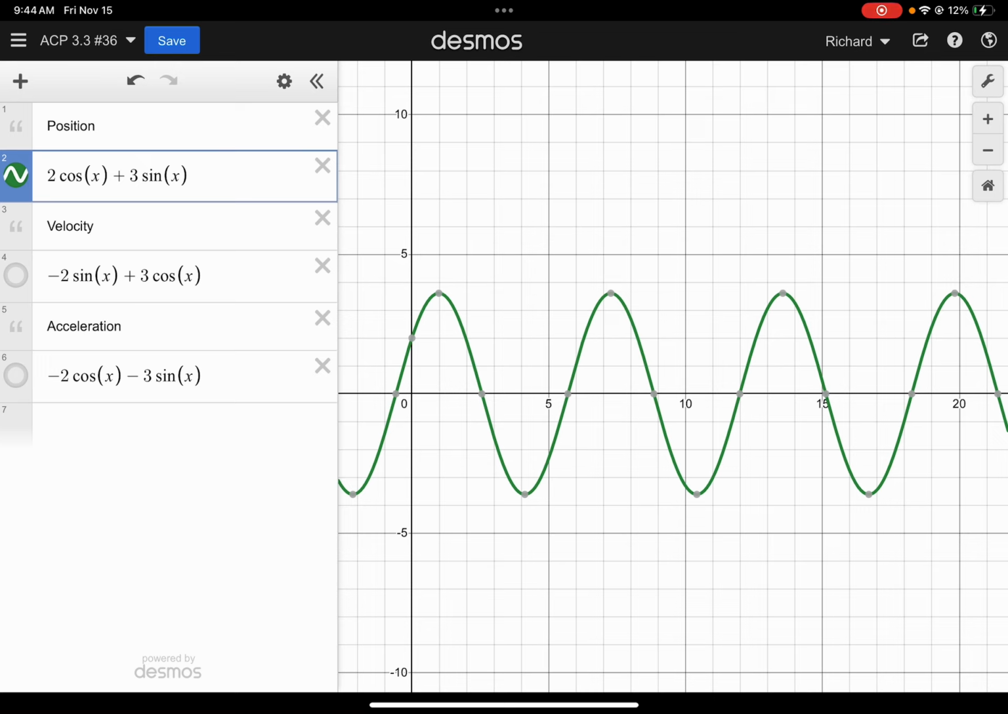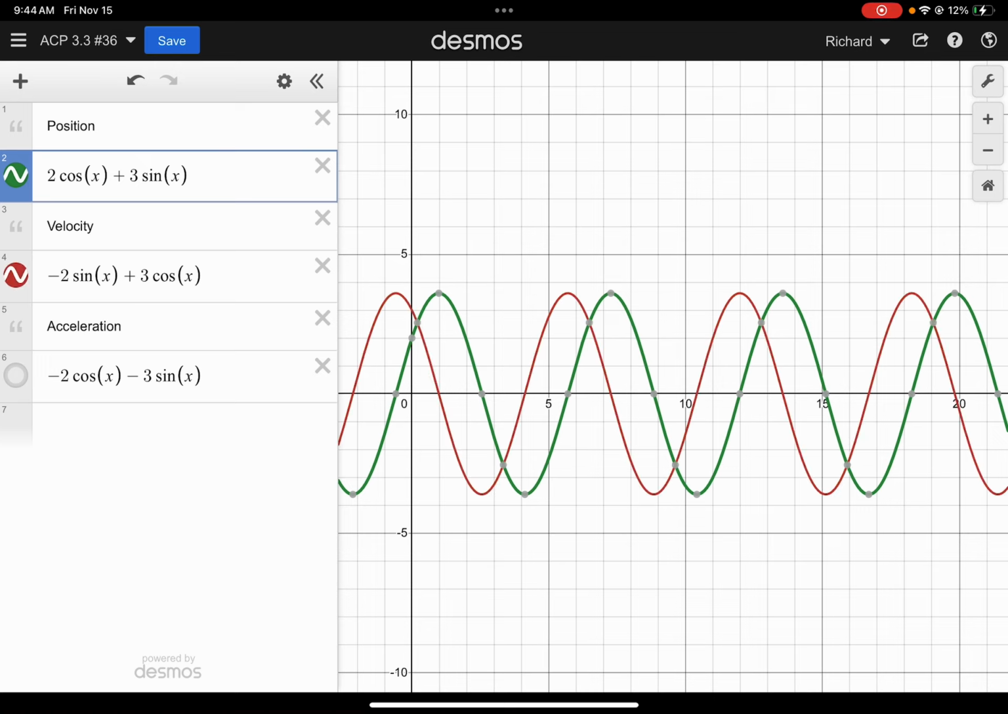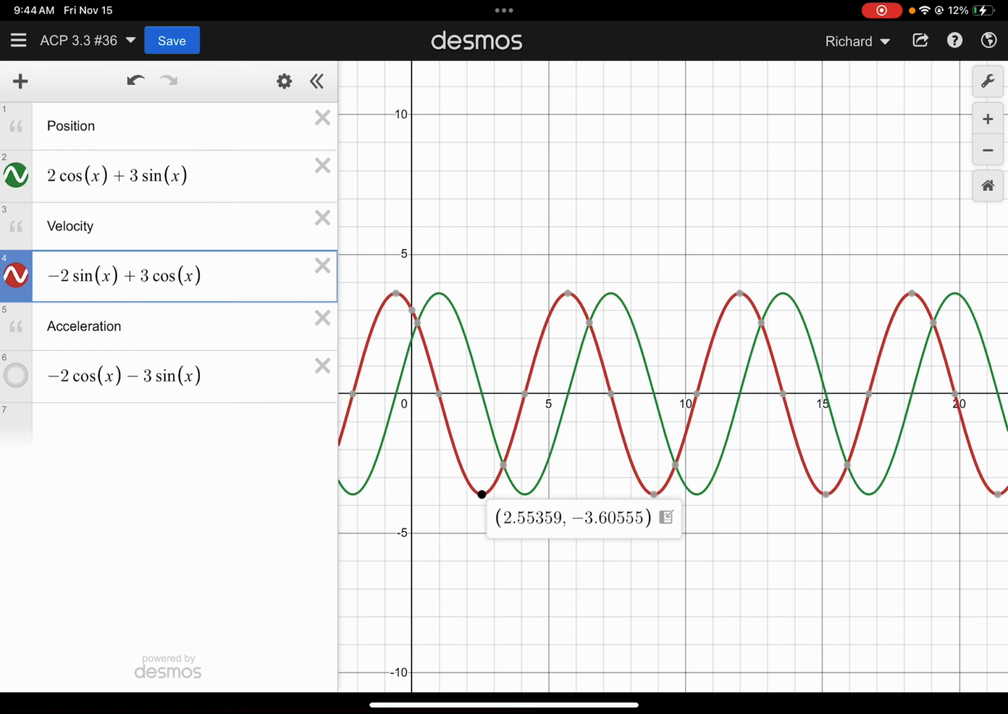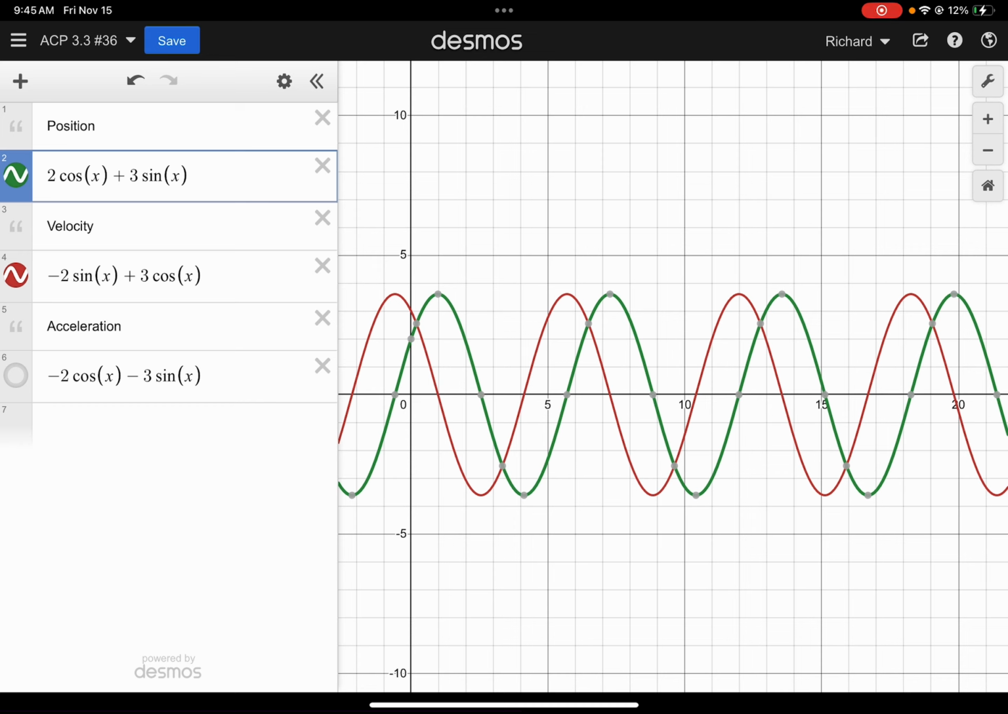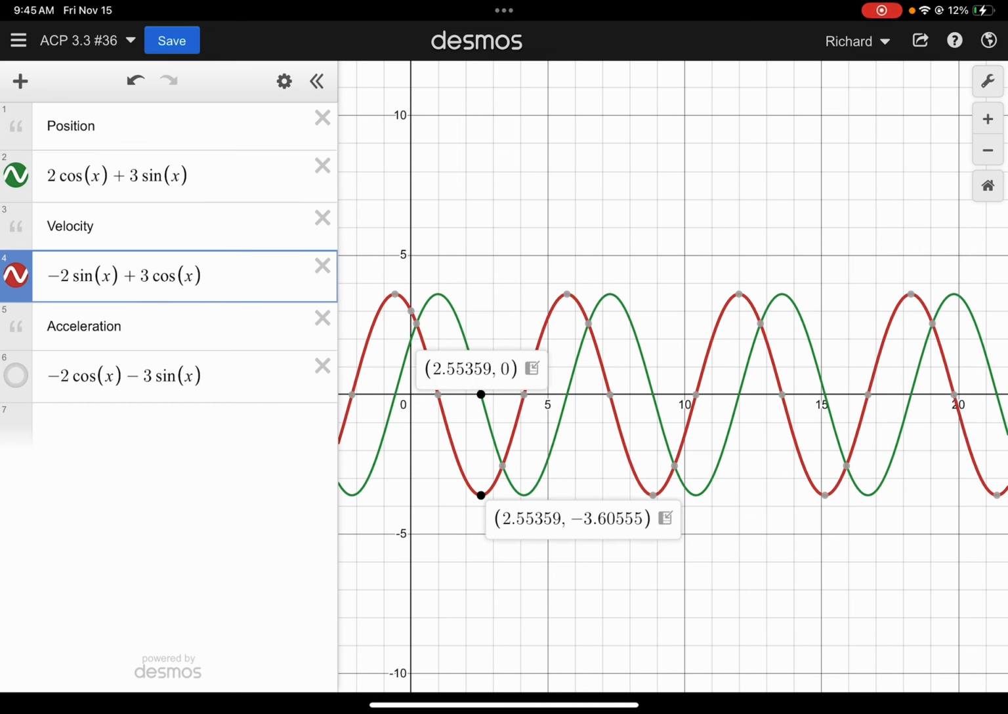Then it says, when is the speed the greatest? Well, then we're really looking at velocity, which is this red graph. It looks like it's the greatest right here. And interestingly, notice it's the greatest when it passes through equilibrium, which is something super interesting to think about. Is it always going to happen that way? Why does it make sense? But that's a great question.